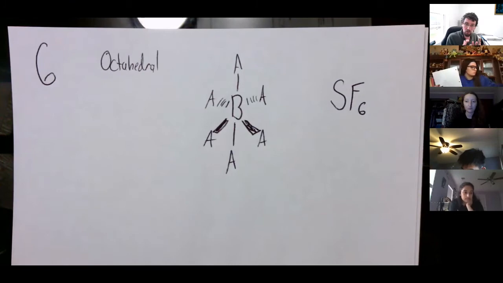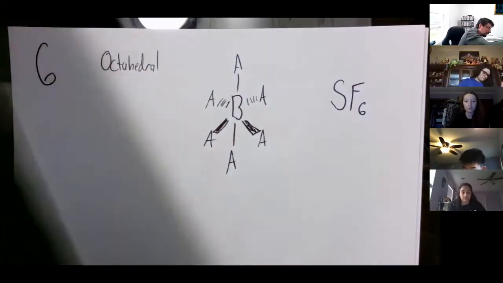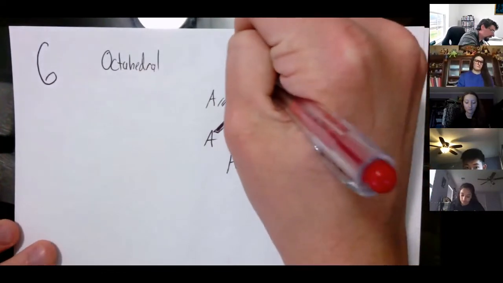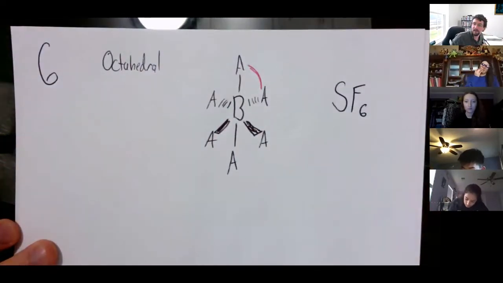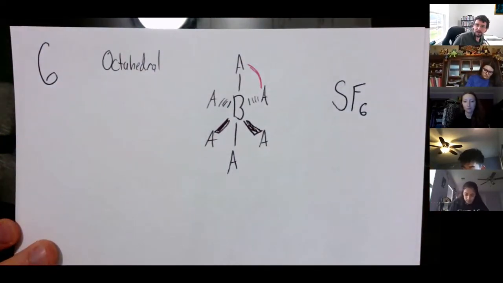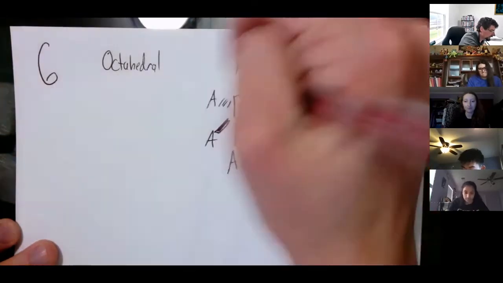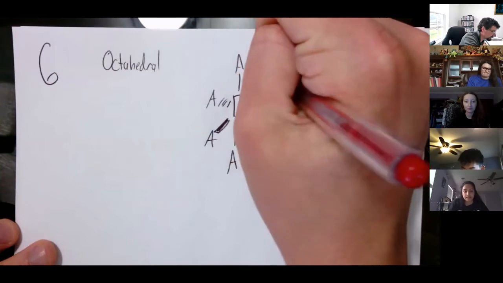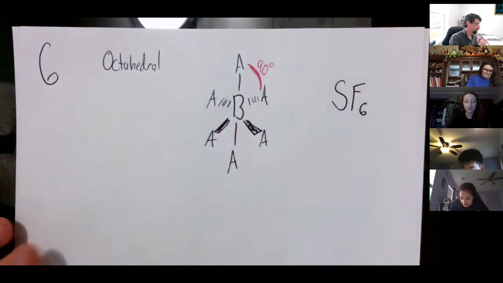Any questions so far? Oh, we forgot to put the bond angle here. What's the bond angle between any two adjacent atoms in this case? What did we say? 90. Yep, 90 degrees. Okay.